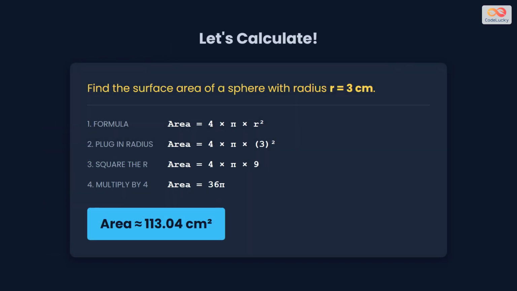Let's try a calculation. Suppose we have a sphere with a radius of 3 centimeters. First, we square the radius, so 3 times 3 gives us 9. Then we multiply by 4 to get 36. Finally, 36 times pi gives us approximately 113.04 square centimeters.